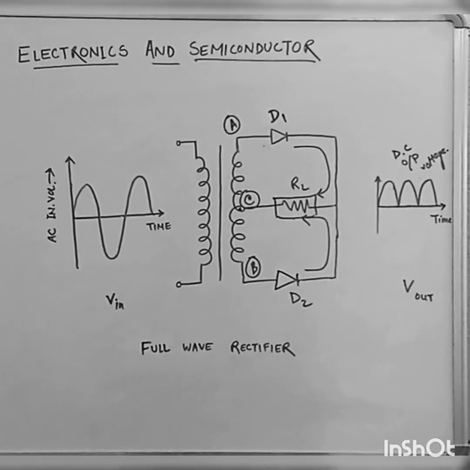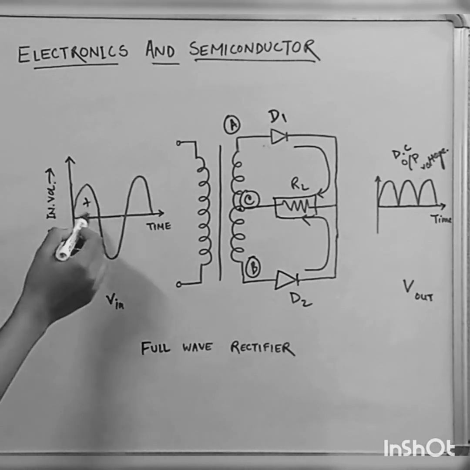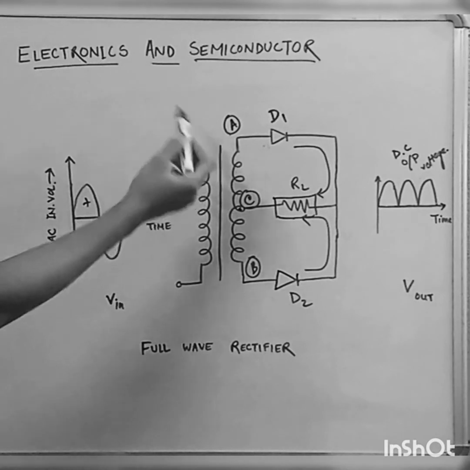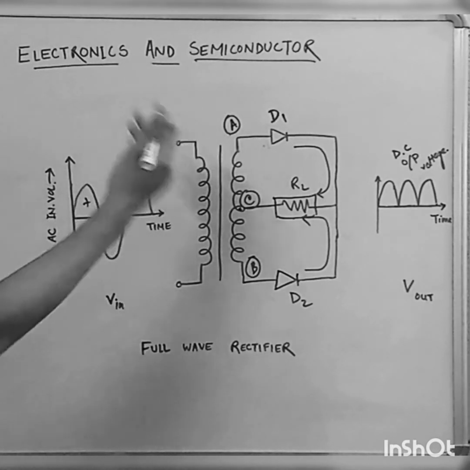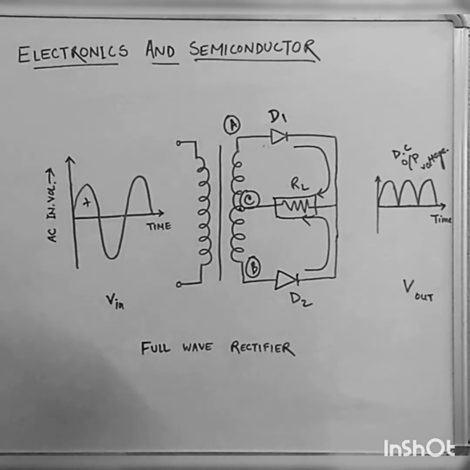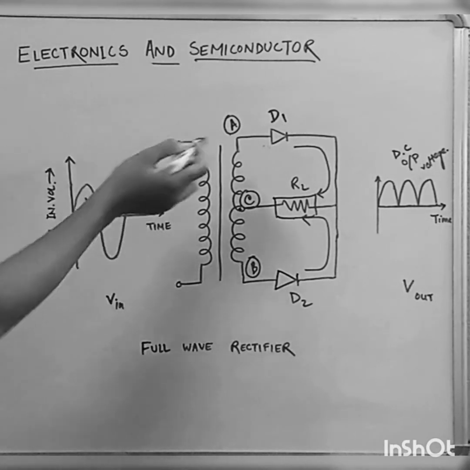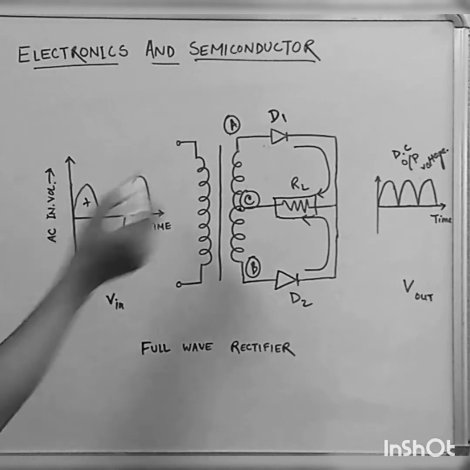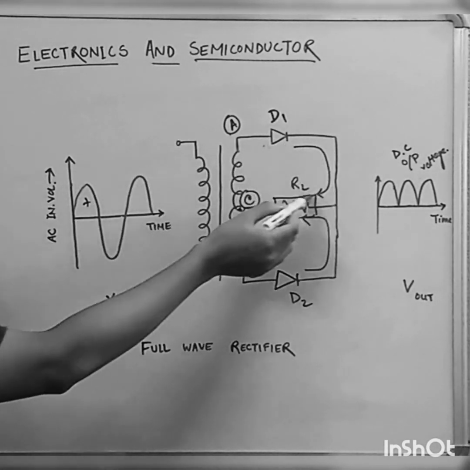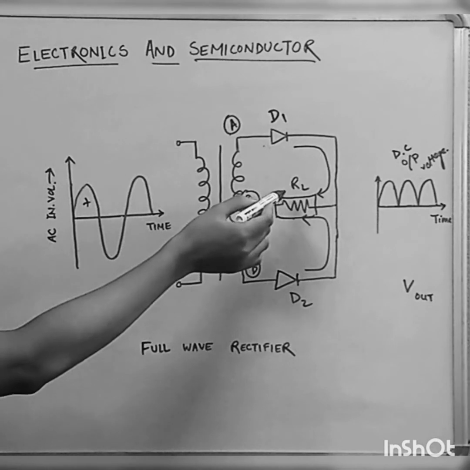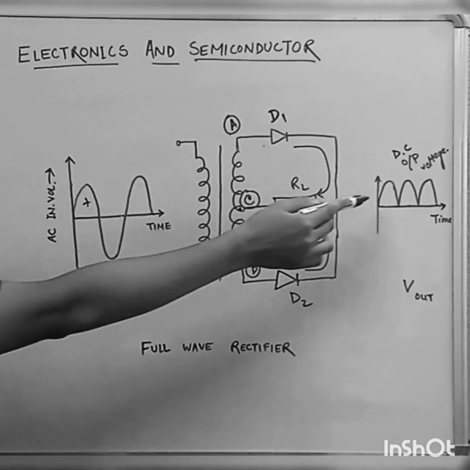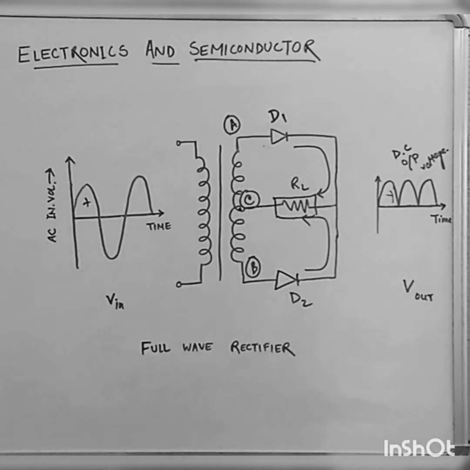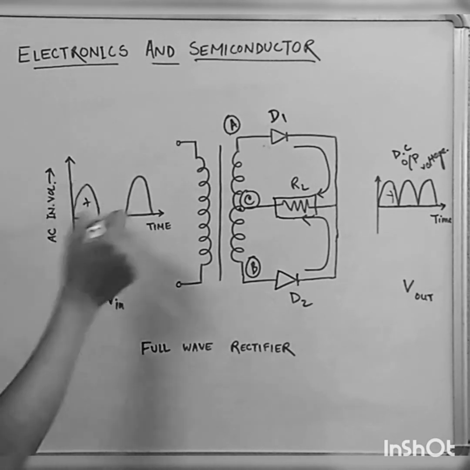Okay, so what happens when point A of the transformer is positive with respect to the point C? That is, in the positive half cycle, point A is at a positive potential with respect to point C, then the diode D1 will conduct in the forward direction. That means in the forward bias condition, the current will conduct in this direction, and the positive half cycle will be got in the output voltage.